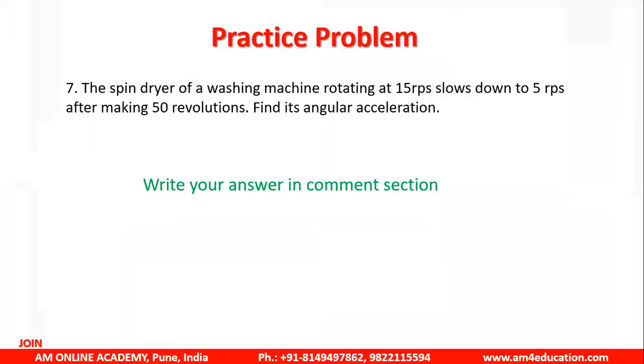Now let us move further. There is a practice problem for you. I'll just read the problem. A spin dryer of a washing machine is rotating at 15 rps, revolutions per second. The spin dryer in the washing machine is rotating at a speed of 15 rps. Then it slows down to 5 rps, making 50 revolutions. Similar to the fan, which stopped after making 28 revolutions, here it slows down by making 50 revolutions. We have to find the angular acceleration.